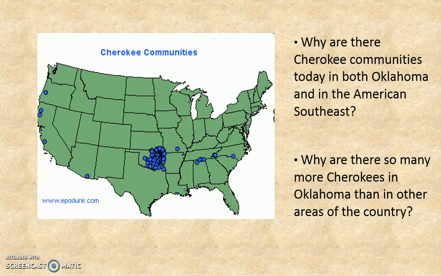Now, if we look at Cherokee settlement patterns today, we see that with a few exceptions here in the southeast and along the California coast, the vast majority of Cherokees live in the state of Oklahoma. And the question we're going to answer with this lesson is, why is that so? And I can give you a hint, it has nothing to do with them having Oklahoma Sooner season tickets. So let's move ahead and answer that question.